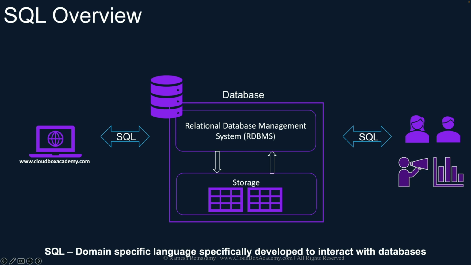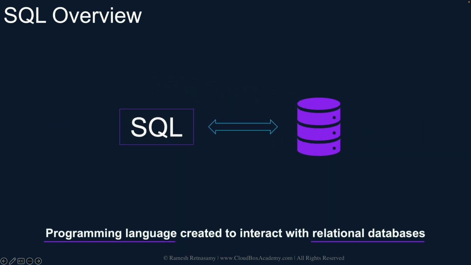Another example of domain-specific language is HTML, which was specifically developed to create web documents. Even though domain-specific languages are limited in functionality, they have a major advantage that they're easier to learn and use, and SQL is no exception. In summary, SQL is a domain-specific programming language created specifically to interact with relational databases.